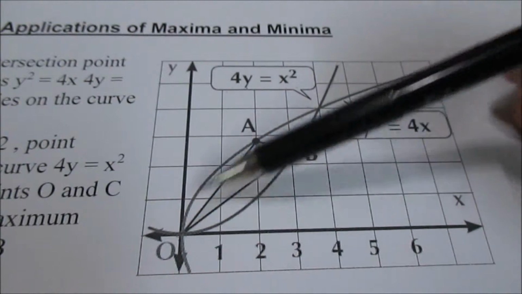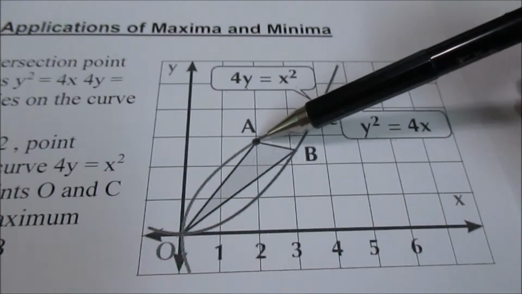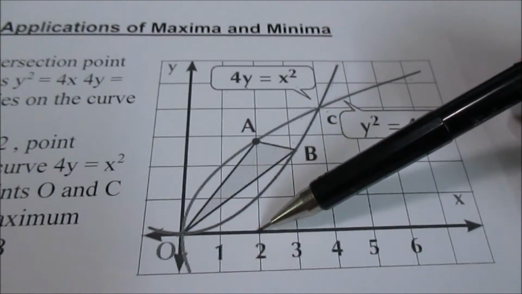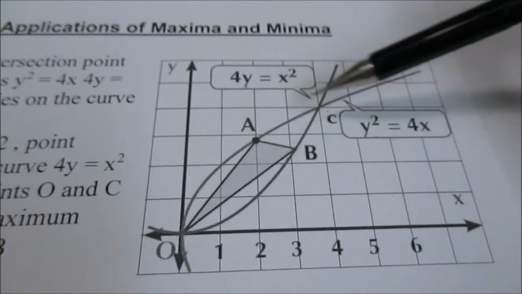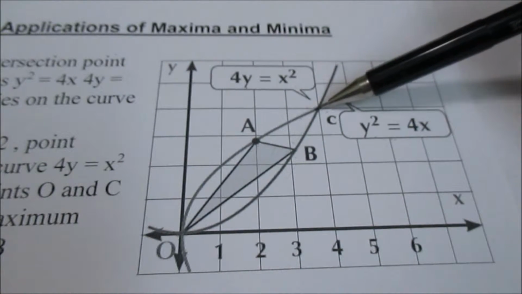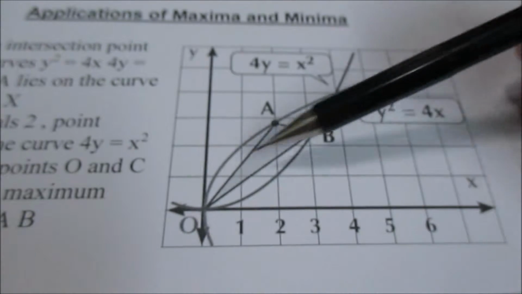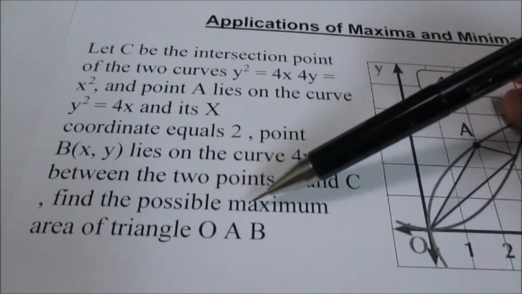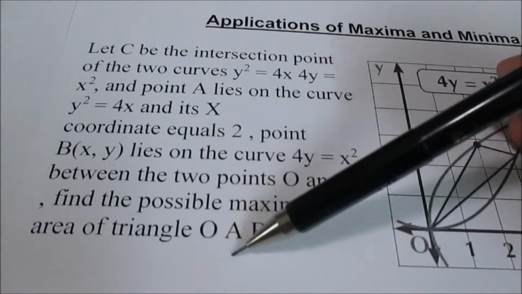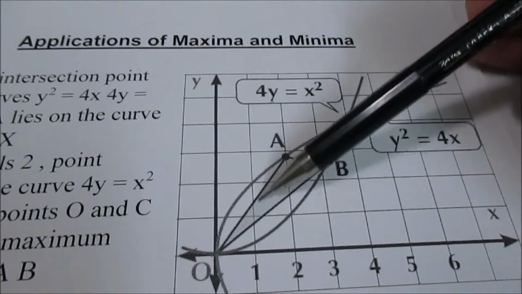Point A lies on the first curve where the x-coordinate of point A is 2. Point B lies on the second curve between the origin point O and point C, which is the intersection of the two curves. So I have here triangle OAB. Find the possible maximum area of triangle OAB. I need to know the area of triangle OAB.